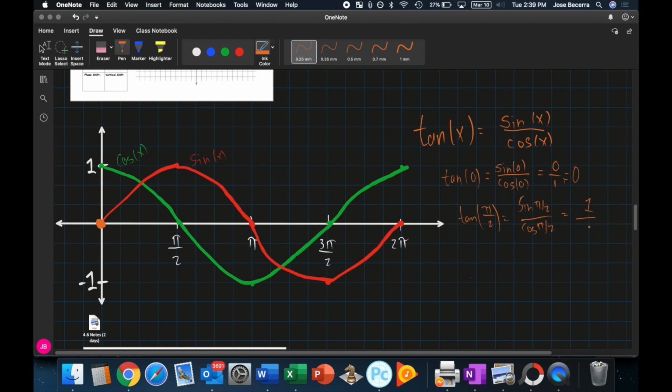0. So now we have 1 divided by 0, which gives me what, ladies and gentlemen? It's actually undefined. This is not possible. You can never divide by 0, so you're going to get an undefined answer. And for that reason, at pi over 2, the graph of tangent actually has an asymptote.